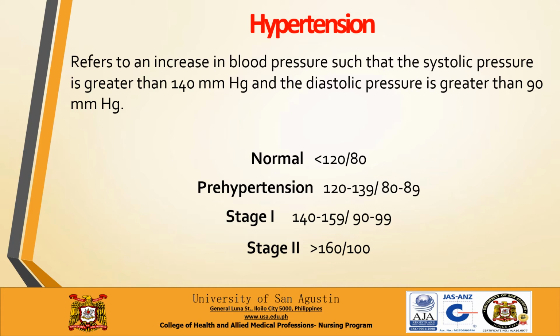According to the American Heart Association, if your blood pressure is 120 over 80 to 139 over 89, it's considered pre-hypertension. You're considered a stage 1 hypertensive client if your blood pressure is 140 over 90 to 159 over 99. And if it's above 160 over 100, you're classified as stage 2 hypertension.